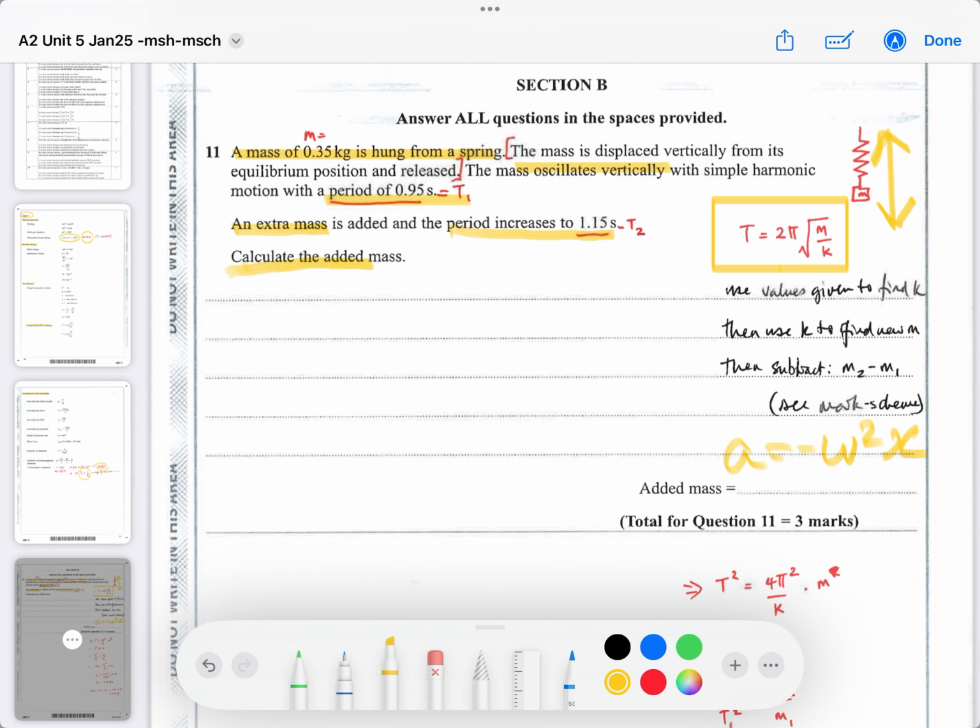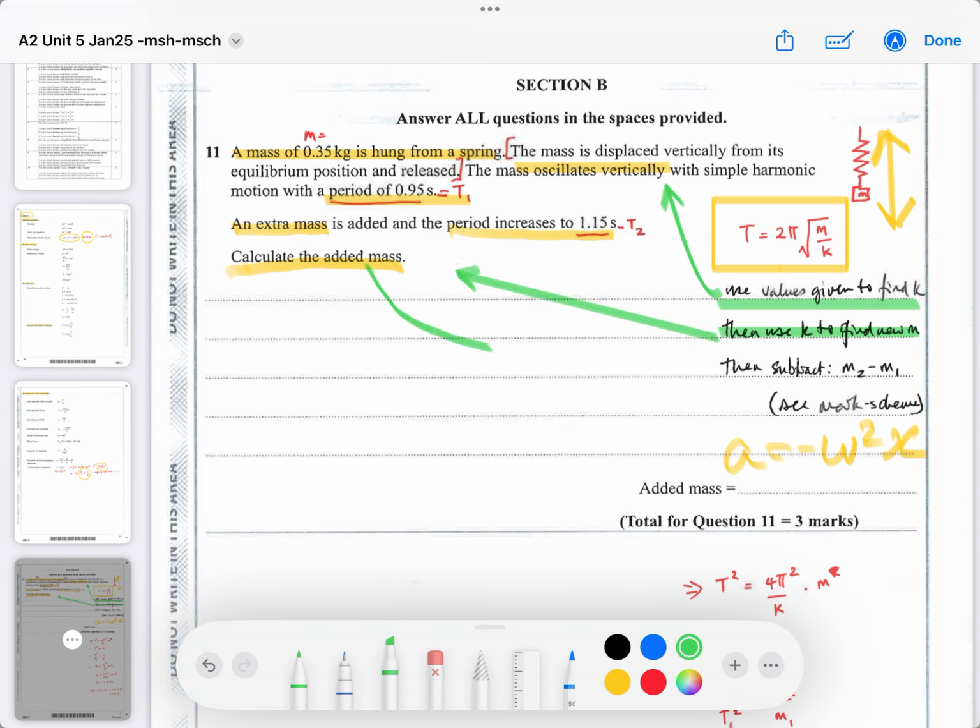You've got to work out the extra mass. Okay, so how do you do this question? So this is the method. Use the values given to find k. Yeah, so obviously in the first one you can use the values given here to find k. Then you can use the value of k that is constant, the spring hasn't changed, and then you can work out m in here in part 2.